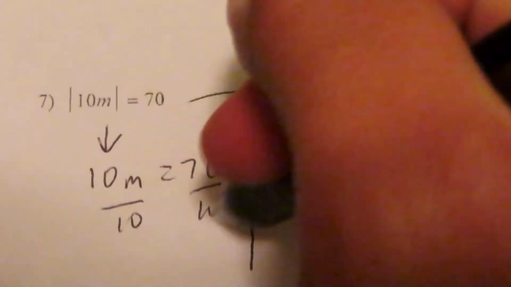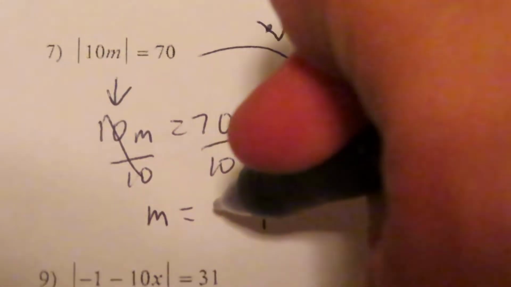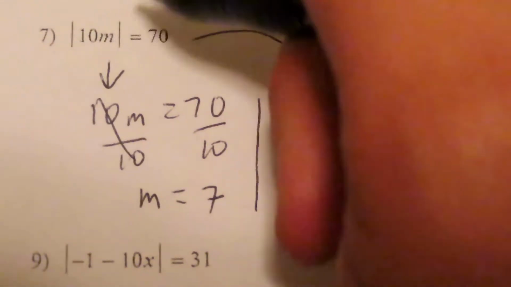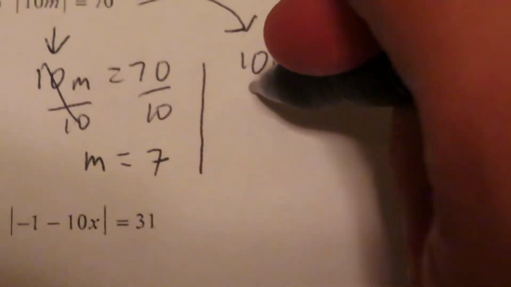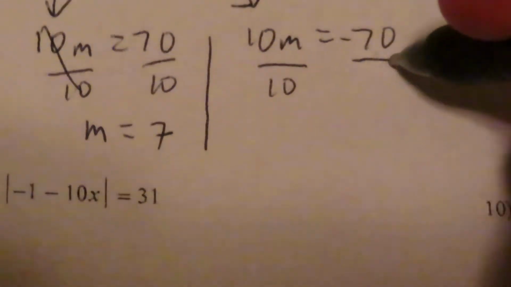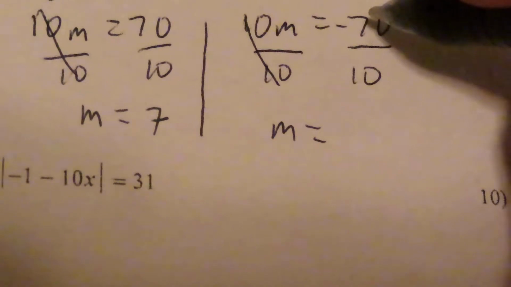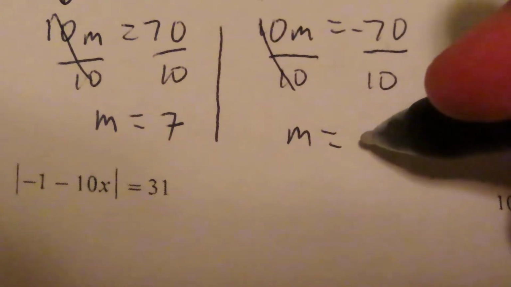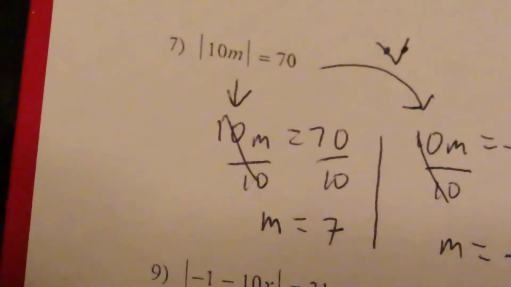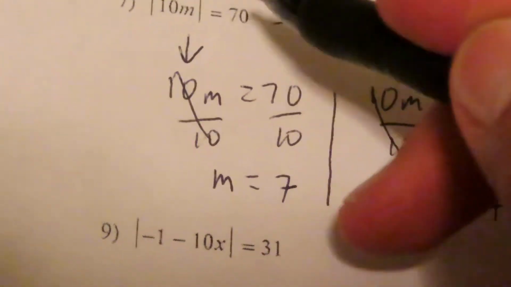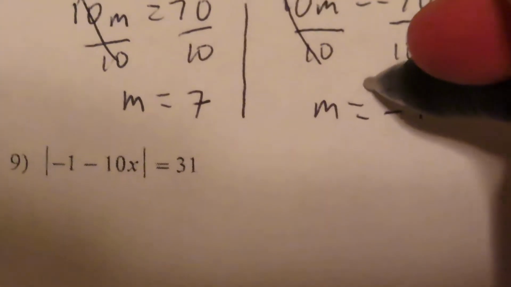Okay, so then we'll go ahead and divide by 10 and divide by 10. So we get m is equal to 70 divided by 10, which is 7. Plug it back in, 7 times 10 is 70, absolute value of 70 equals 70. Beautiful. Then we divide by 10 and we get m is equal to negative 70 divided by 10, which is negative 7. And that also works because negative 7 times 10 is negative 70, and the absolute value of negative 70 is positive 70. So both of them do work.